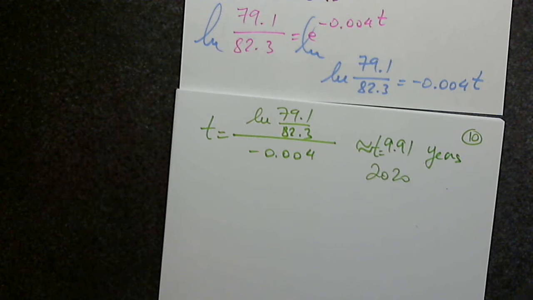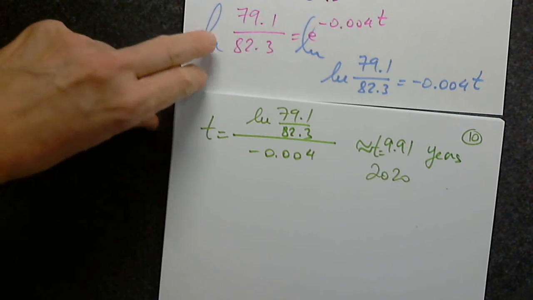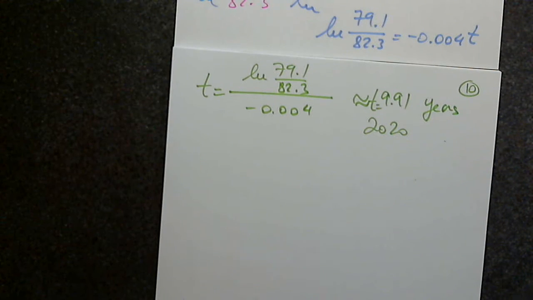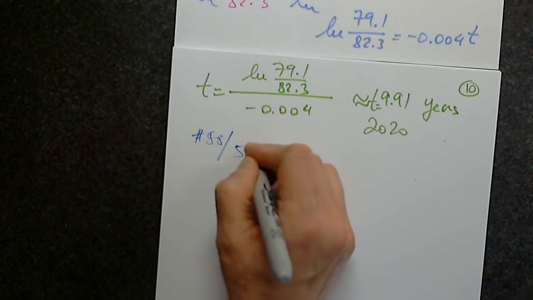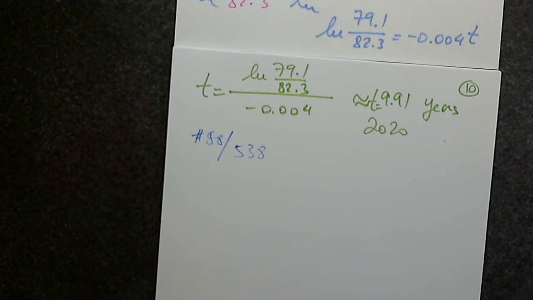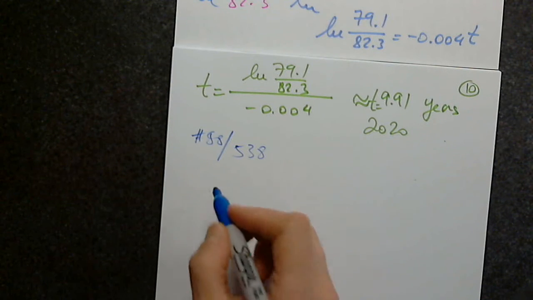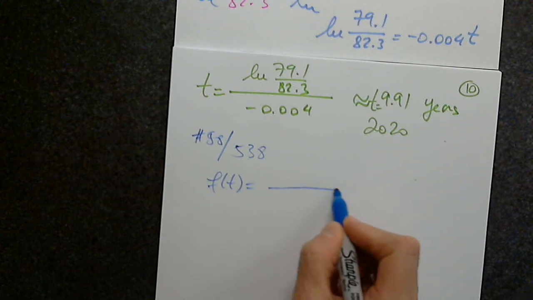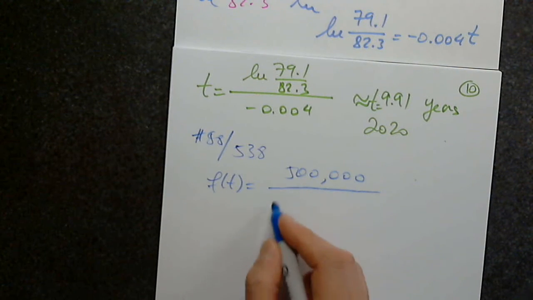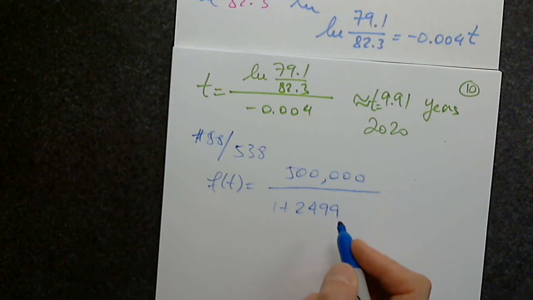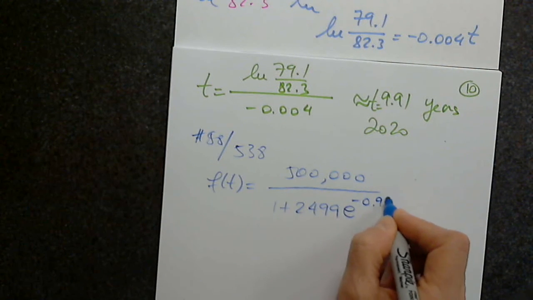Very good. Moving on to logistic growth model, the second application. Perfect. So here it is, problem 88, caught my eye on page 538. The function f of t equals 500,000 divided by 1 plus 2,499 times e to negative 0.92 t.